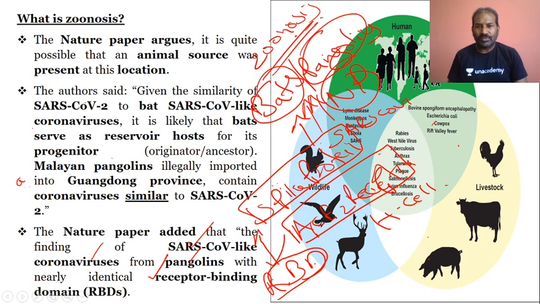It is through the process of zoonosis wherein the SARS-CoV-2 has been.